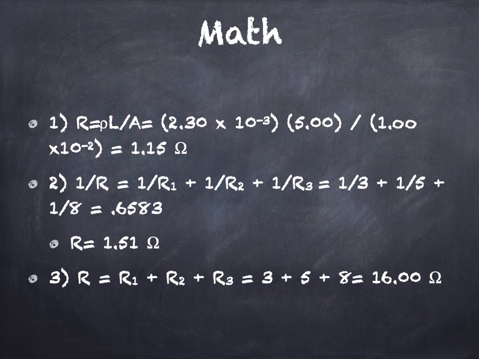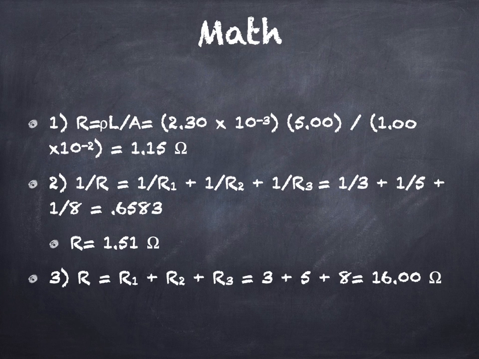Okay, let's look at the math. The resistance of this object, resistance is rho times length divided by area. So we put in the resistivity, put in the length, divide it by the area, and we get 1.15 ohms. There you are. All there is to it. This is a lot of plug and chug. It's just a matter of knowing what to plug, okay?